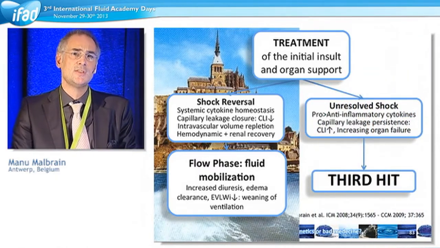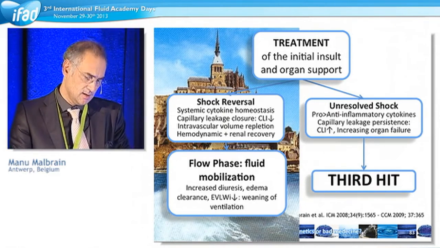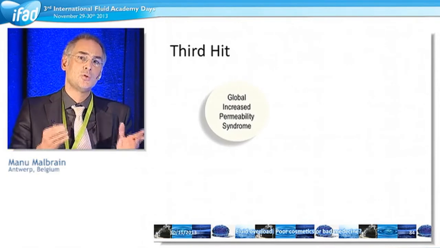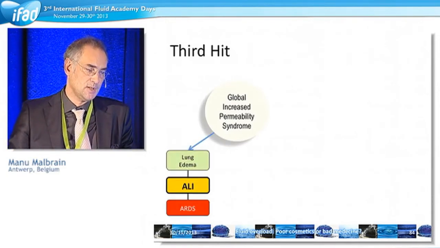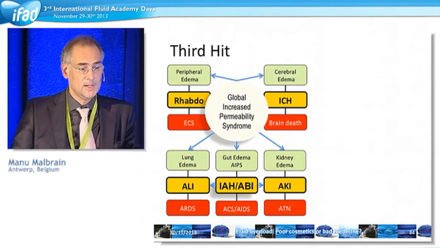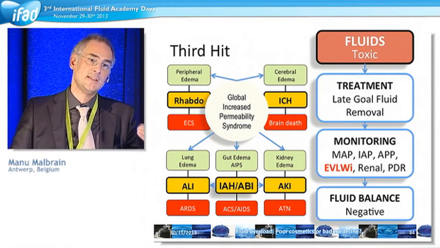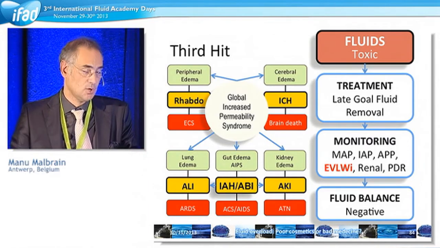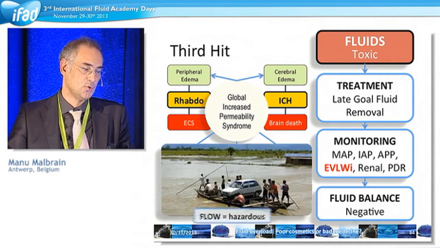But many patients in the ICU may remain in an unresolved state of shock, entering a third hit, which I would call a global increased permeability syndrome, leading to edema in the lungs, the kidneys, the gut, and even the brain. If we keep on giving fluids at this stage, fluids may become toxic to the patient, and at this stage we should try to remove the fluids.